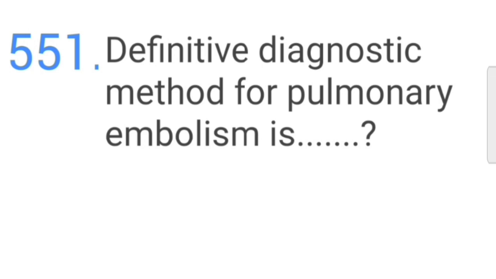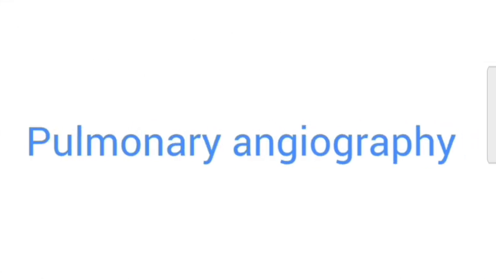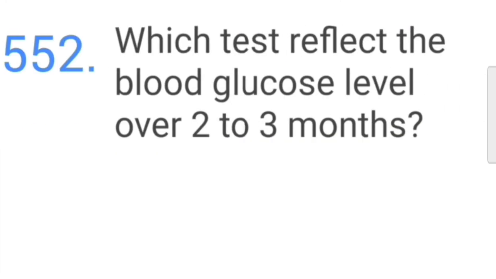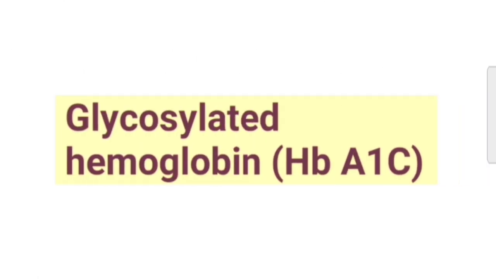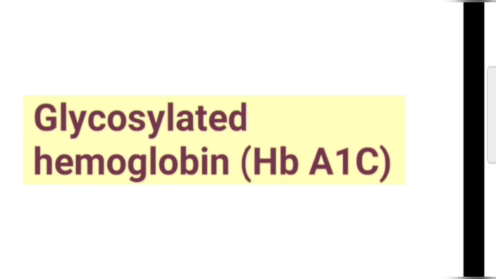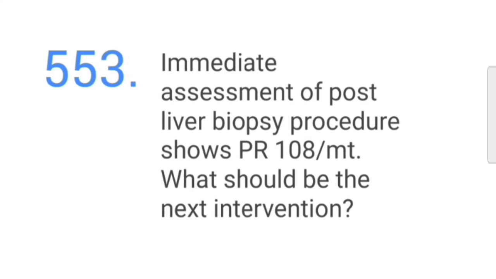Definitive diagnostic method for pulmonary embolism is dash. Pulmonary angiography. Which test reflects the blood glucose level over 2 to 3 months? Glycosylated hemoglobin or HbA1c. Immediate assessment of post liver biopsy procedure shows PR 108 per minute. What should be the next intervention?